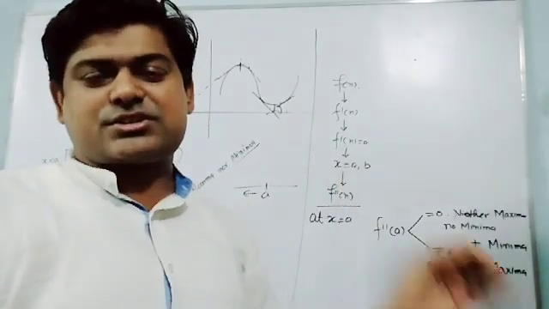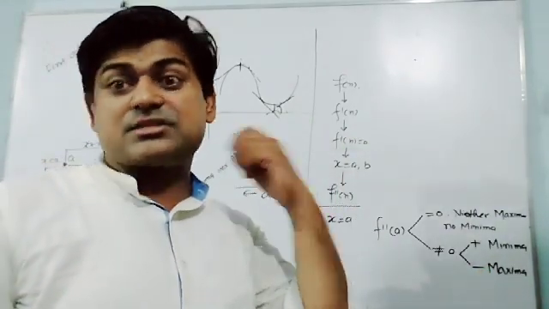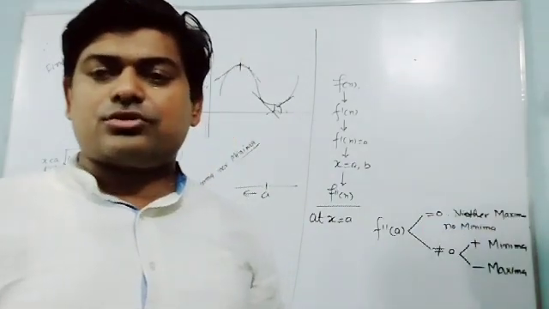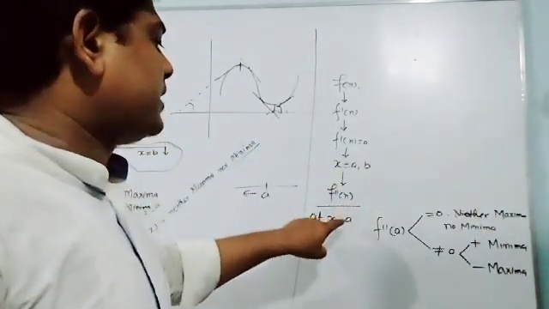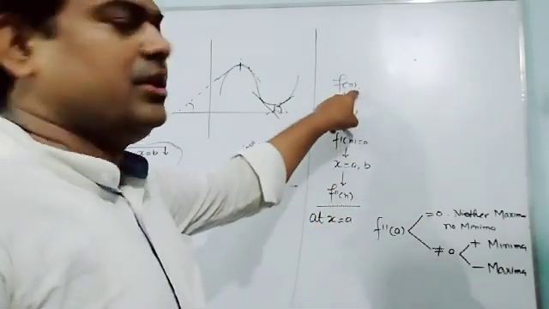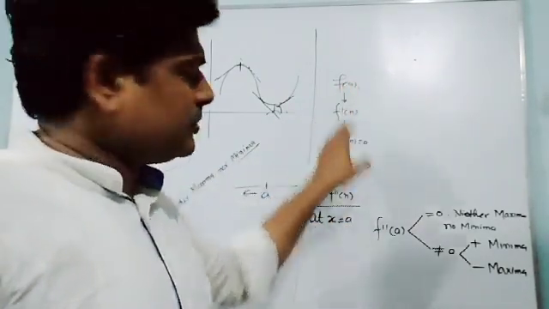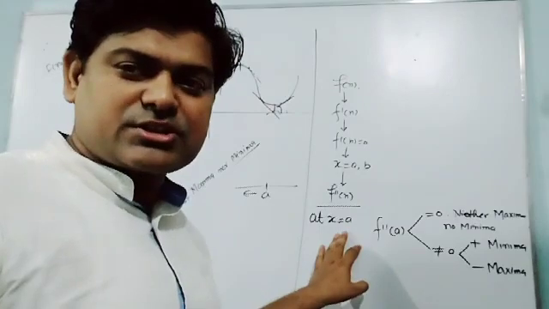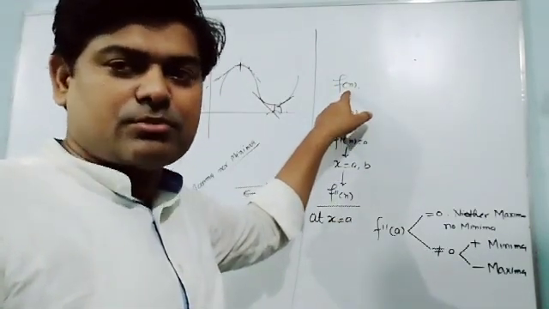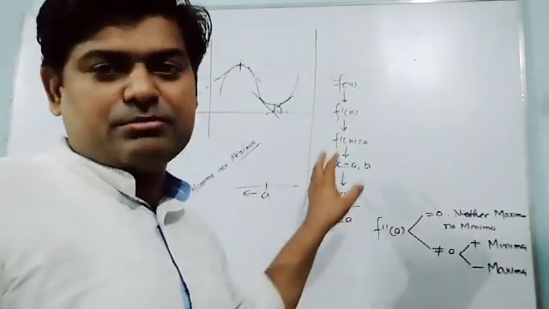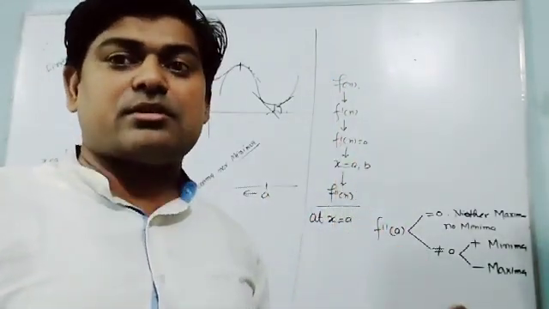We have done one test of whether a given function is maxima or minima at x is equal to a given value. Now, to find the maximum value, I have to substitute that x is equal to a here. If it is maxima at x is equal to a, then when we substitute x is equal to a in the original function, we will get the maximum value. If it is minima, we will get the minimum value. These are the basic things of maxima and minima.